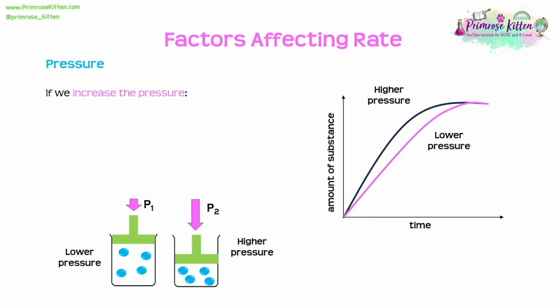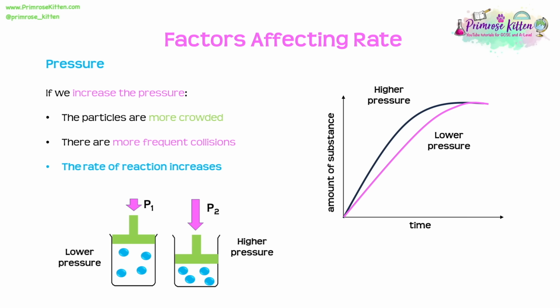Now let's have a look at pressure. If we increase the pressure of a system, the particles will become more crowded. The result of this, if they're more crowded, a bit like you're on a busier street compared to a less busy street, is there are more frequent collisions. You're banging into everyone more. And therefore, the rate of reaction will increase.